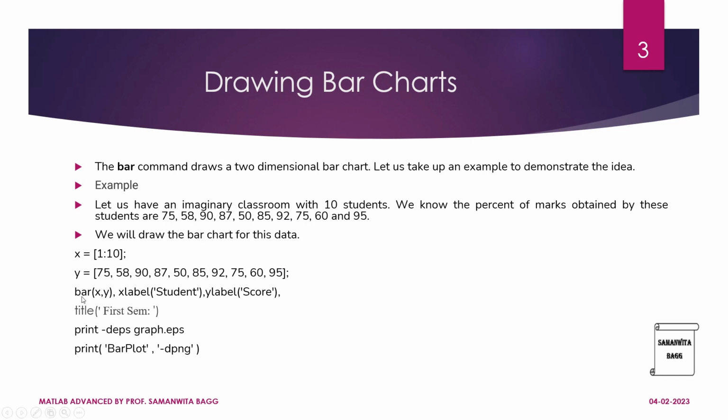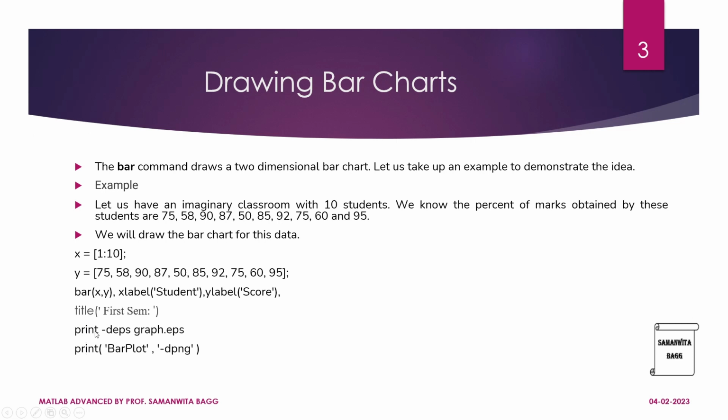Next, we'll write bar(x, y). Instead of plot, which we have used in the previous lecture, we are going to now use the option of bar so that we can plot a bar chart. On the xlabel, we'll write student. On the ylabel, we are going to write the score or the percentage marks. The title of this graph will be first semester. So in the first semester, we are analyzing the marks.